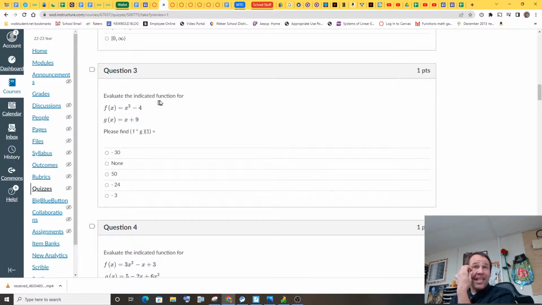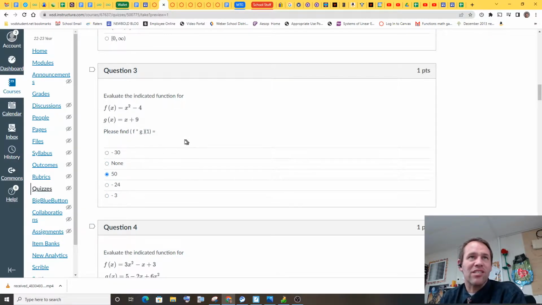Okay, evaluate the indicated function. So f of g of 1. That little star there means to times it. So you're going to take x squared minus 4 in parentheses and then times it with x plus 9 in parentheses, distribute that through, and then plug in a 1 wherever you see an x. Nice. It might not be 30.